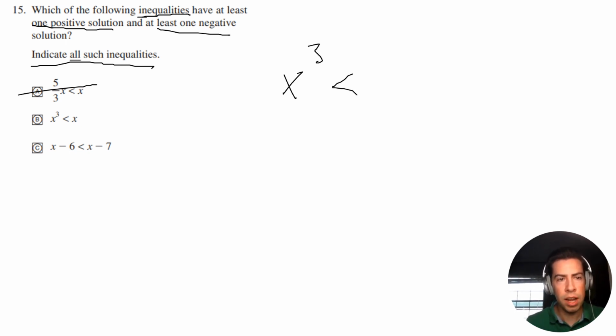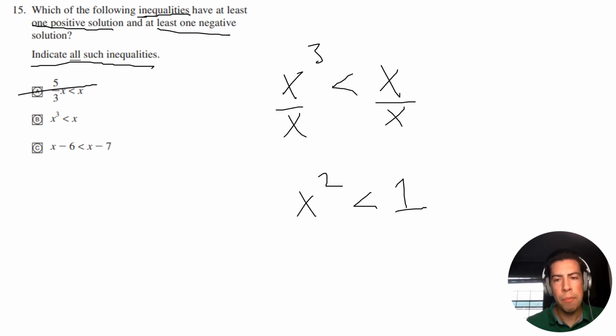So let's start with this next one. X cubed is less than x, okay? Now, guys, to make this easier, I'm just going to divide both sides by x. So I'm going to have x squared is less than 1, okay? So let's see here. Are there any positive solutions for this? Let's think about it. Well, first, let's ask ourselves, are there any positive integer solutions? So could it be 1, 2, 3, 4?